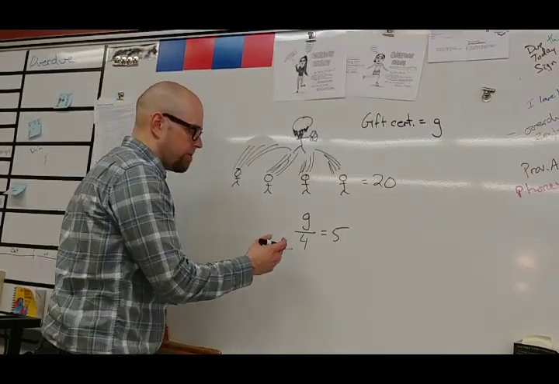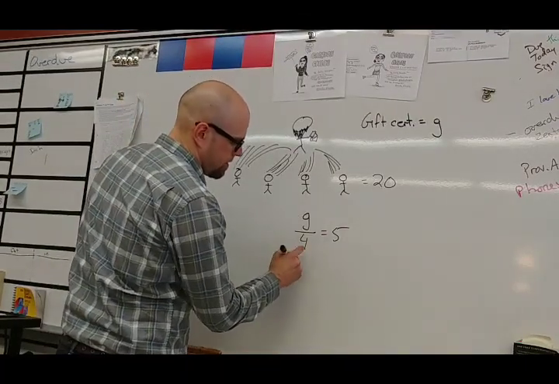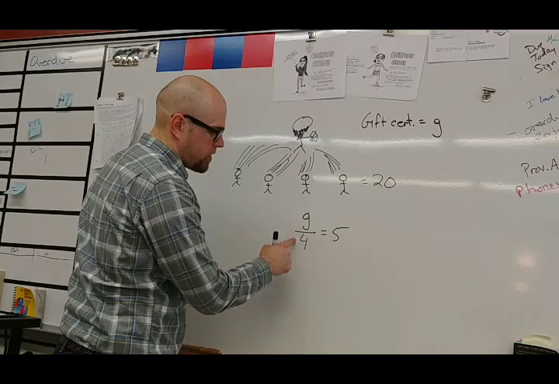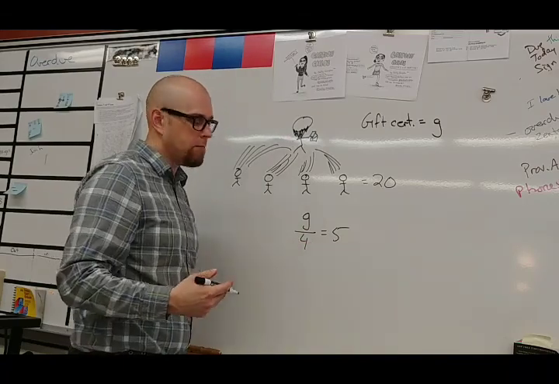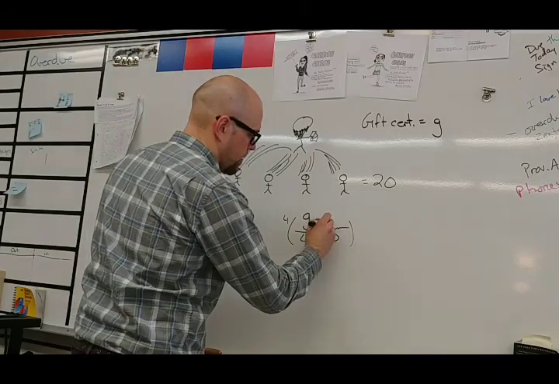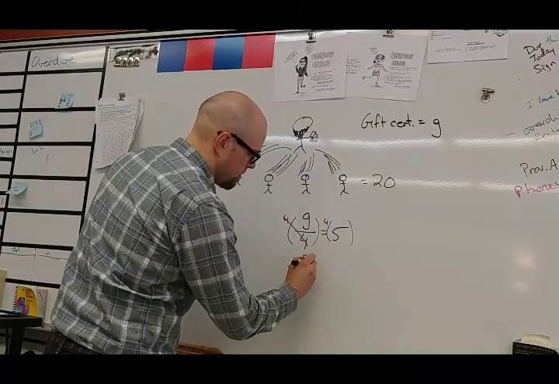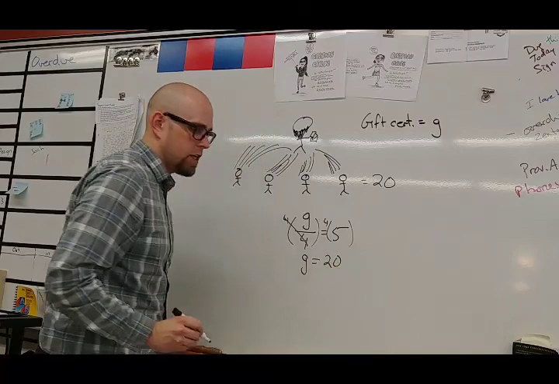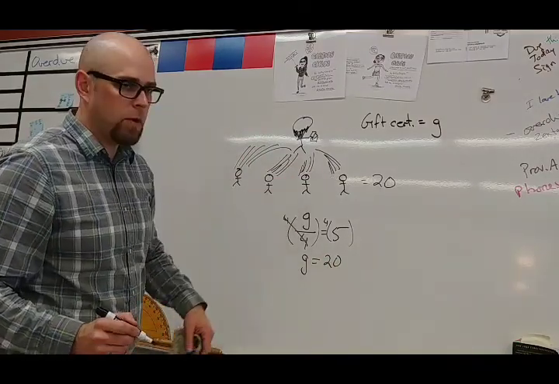Well, now we're going to solve it. So G is divided by 4. We need to get G on its own. What's the opposite of divided by 4? Times 4. So we're going to go times 4, times 4. Cancels out. So G is equal to 20. That seems to be what we have.